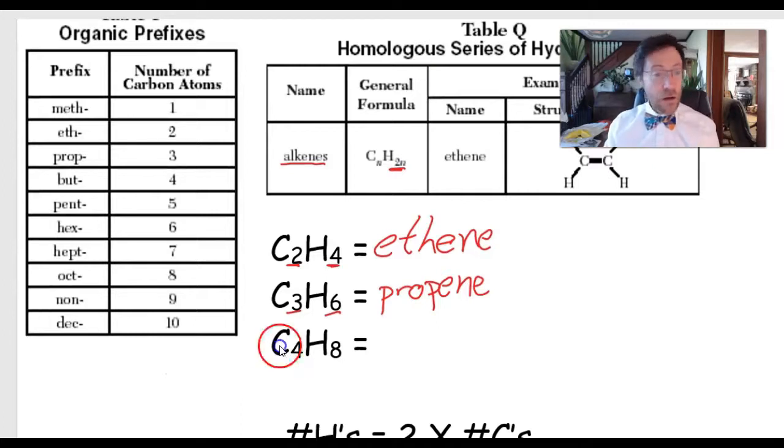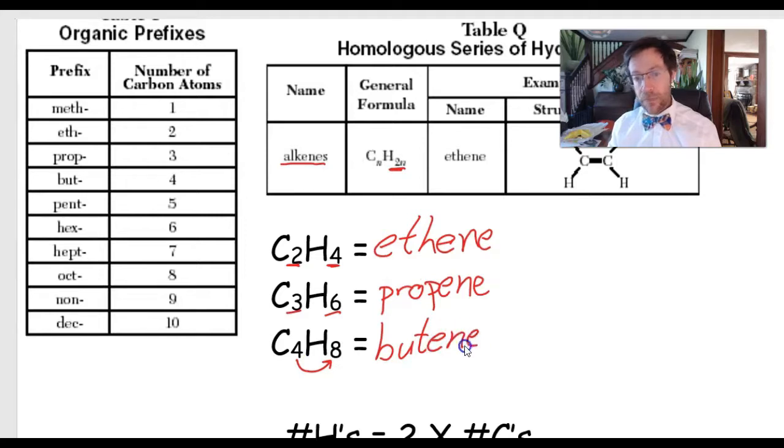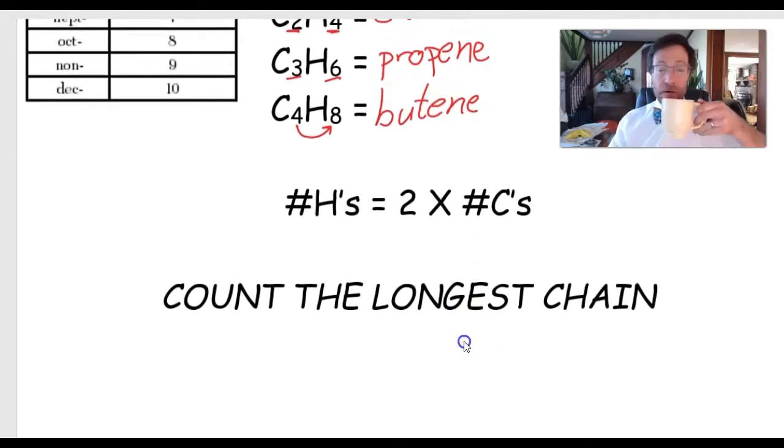Let's keep going. Number 4, it's got a prefix of but, pronounced bute. All right. My ratio here, there's my N, that's 2N, that's ene. Butene. Remember how to find the number of hydrogens. This is just a reference to the general formula, but you guys get it.